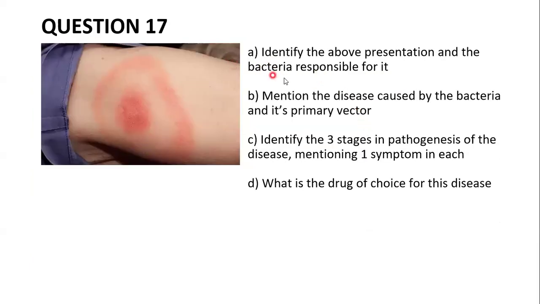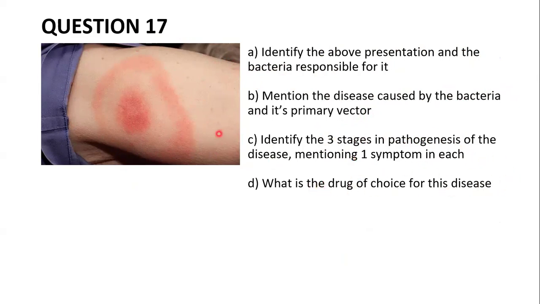Then we go to this. So this is a very, very high yield image because you must know this. Okay. Identify the above presentation and the bacteria responsible for it. Mention the disease caused by the bacteria and its primary vector. Identify the 3 stages in pathogenesis of the disease, mentioning 1 symptom in each. What is the drug of choice for this disease?